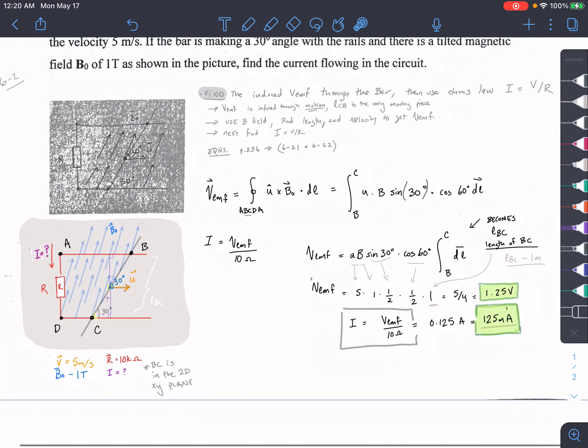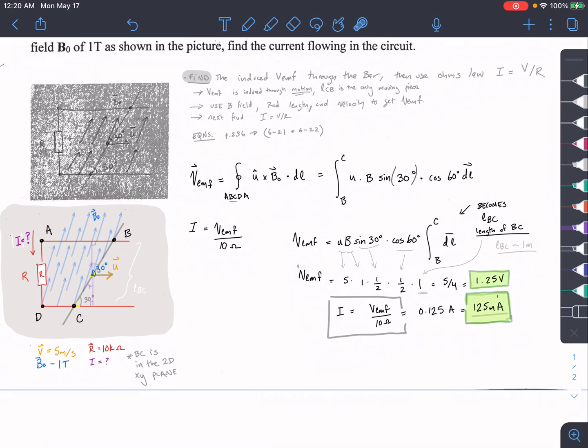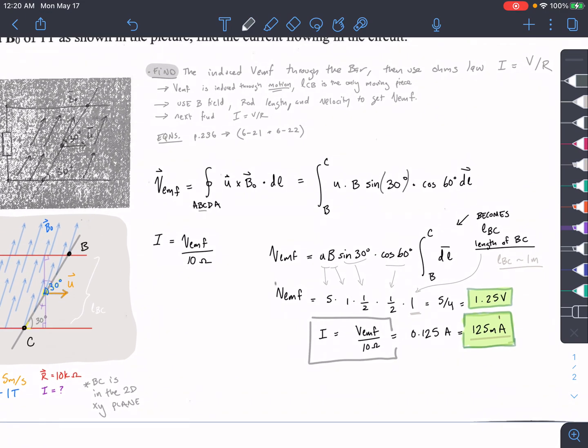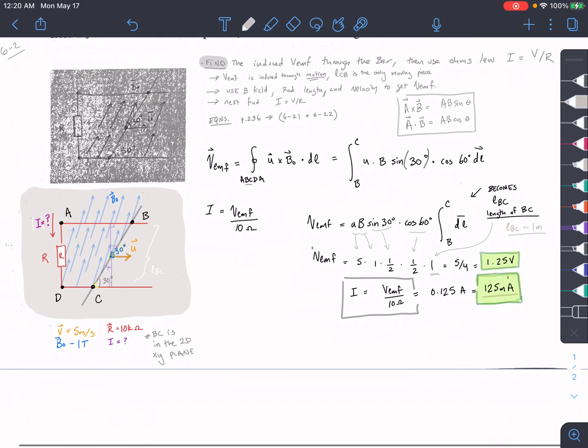Okay, so in this case, we're remembering our cross product and our dot product rules. If I have A cross B, it can also be equal to AB sine of the angle between them, right? And if I have A dot B, it can also be equal to AB cosine of the angle between them. So we want to remember these two things for this particular problem, because that's how we're dealing with the angles in the easiest way here.